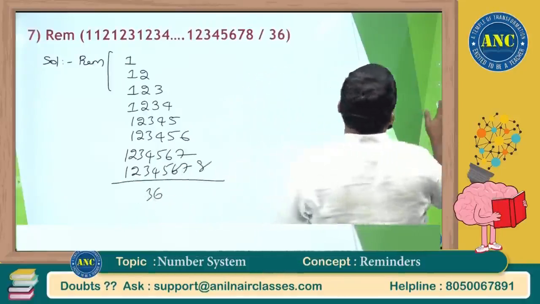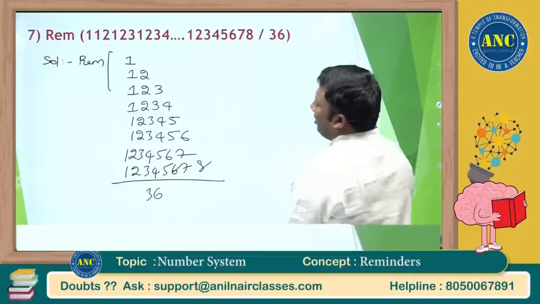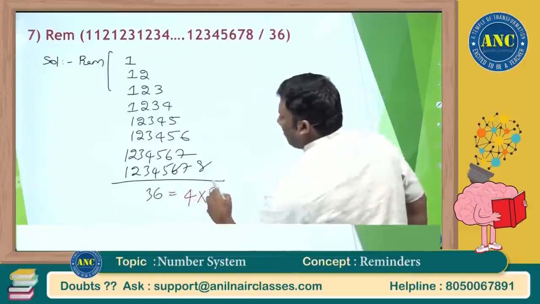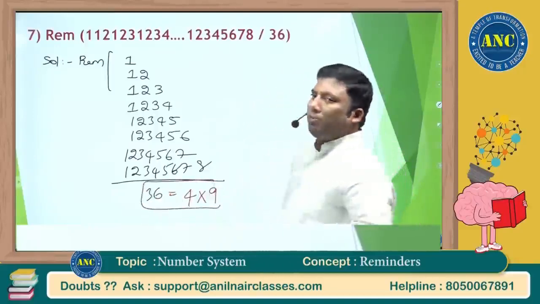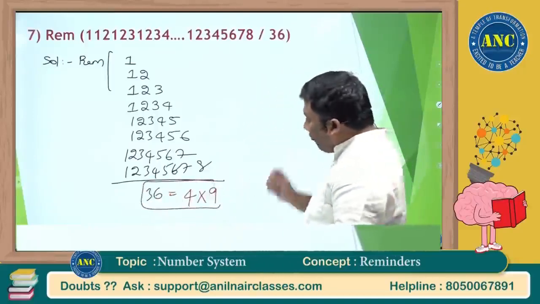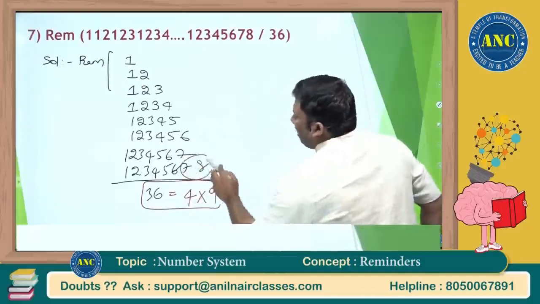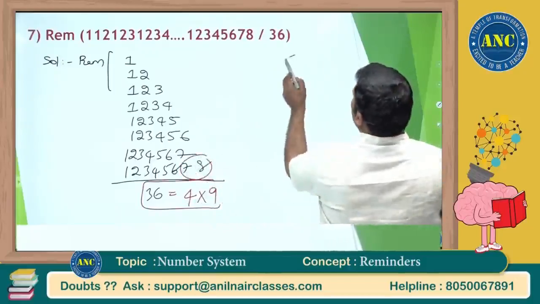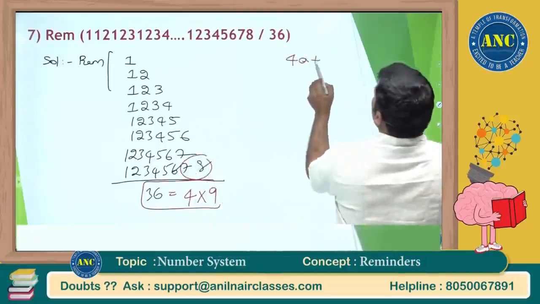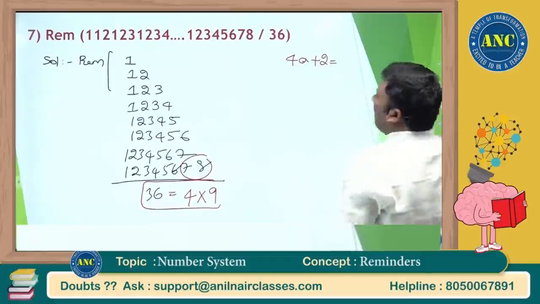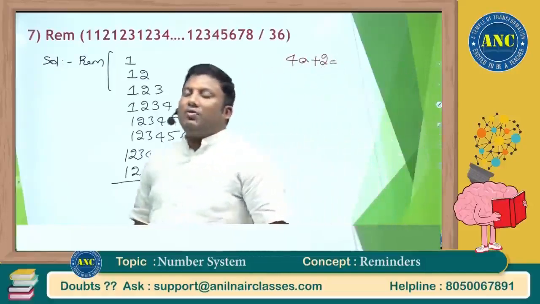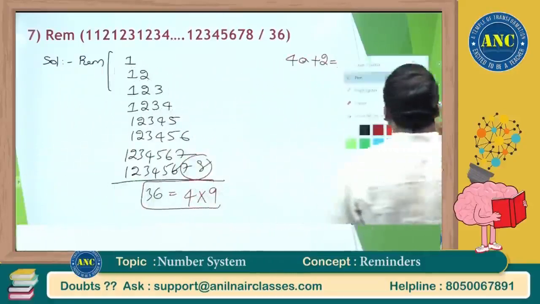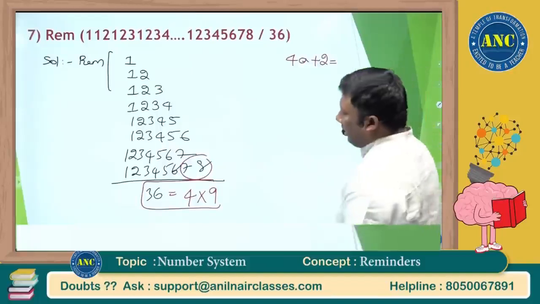You will observe a beautiful pattern in this question. Divided by 36. 36 is a composite number, a product of two co-primes. 36 is 4 into 9. 78 divided by 4: 4 nineteens are 76, remainder 2. The answer, when divided by 4, gives a remainder 2.